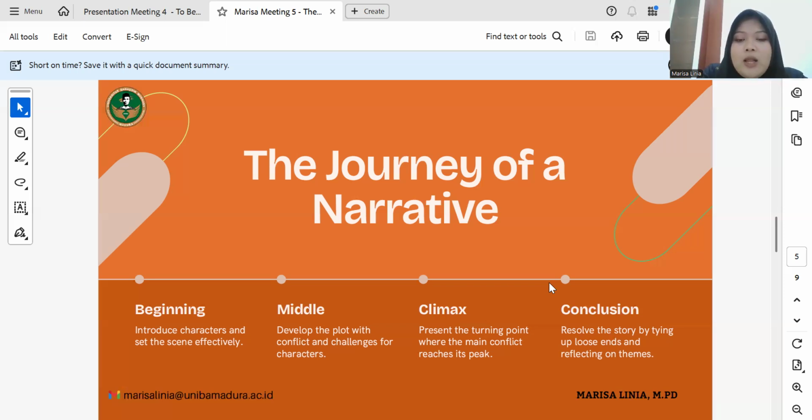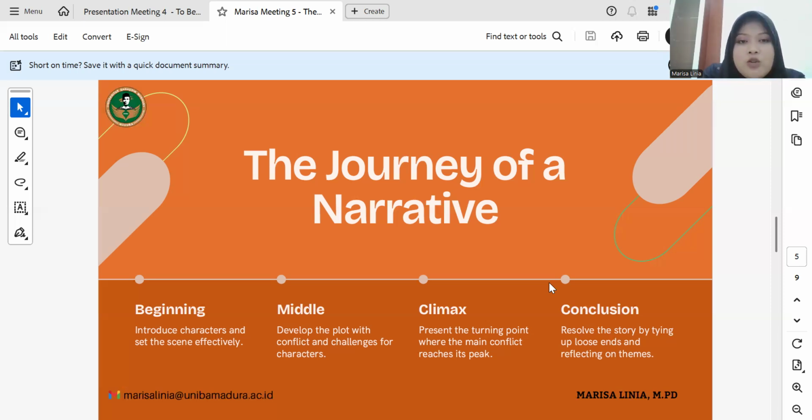After the climax, after the top of the problem that you've been given, it comes with the conclusion. So this is the end of your story. Conclusion: resolve the story by tying up loose ends and reflecting on them. You can conclude everything. You can conclude your story. So that's the end of the journey of the narrative that we've been telling.